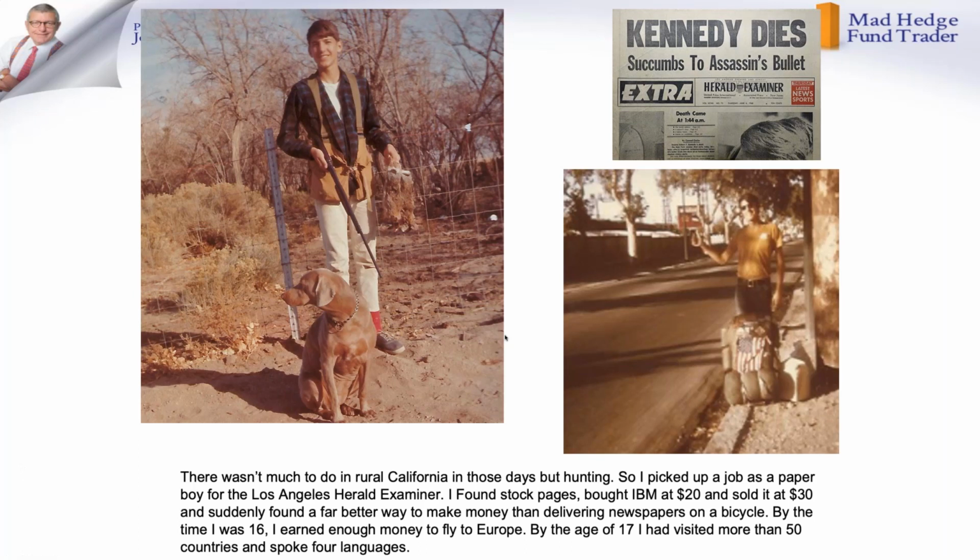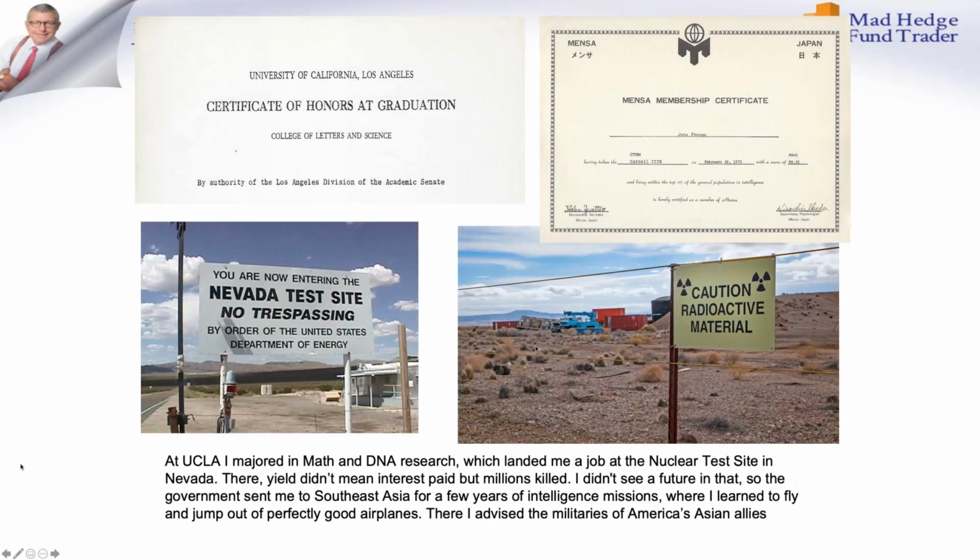By the time I was 16, I earned enough money to fly to Europe. By the age of 17, I'd visited more than 50 countries and spoke 4 languages. At UCLA, I majored in math and DNA research, which landed me a job at the nuclear test site in Nevada. There, yield didn't mean interest paid, but millions of Russians killed.